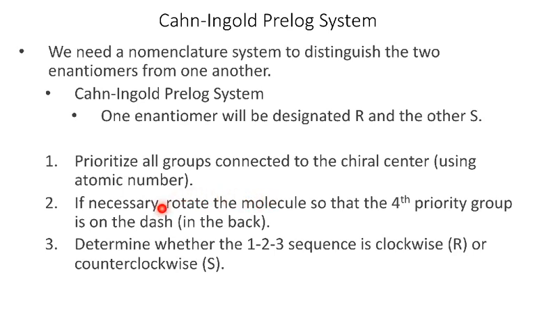If necessary, we need to rotate the molecule so that the fourth priority group is in the back, using the dash wedge notation. Then for the other three substituents that we've assigned priority 1, 2, and 3, if those go in clockwise order, it's going to be the R configuration. And if they go in a counterclockwise order, it's going to be the S configuration.